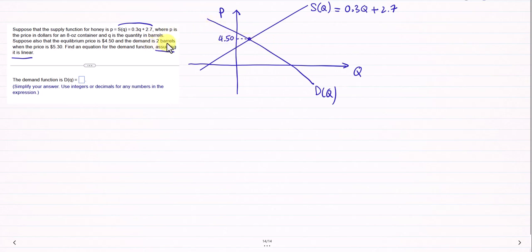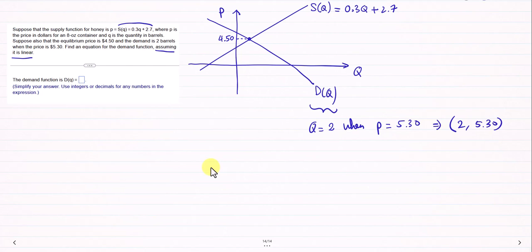And the demand is 2 barrels when the price is $5.30. So we know that the demand is 2 barrels. So the Q is equal to 2 when the price is $5.30. This will give you one ordered pair, where the Q is your x value and the price is your y value. So that gives you one ordered pair for the demand function right here.